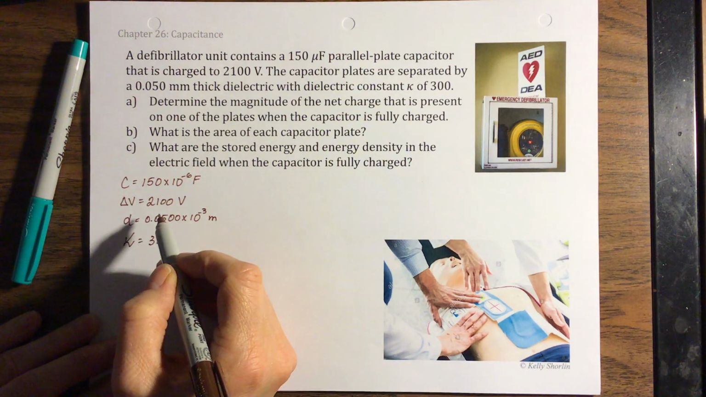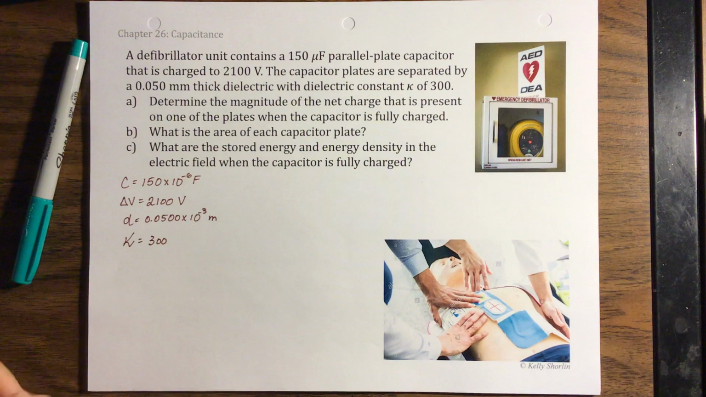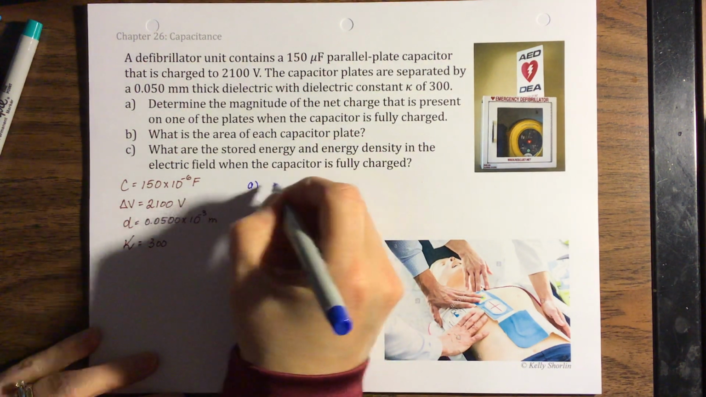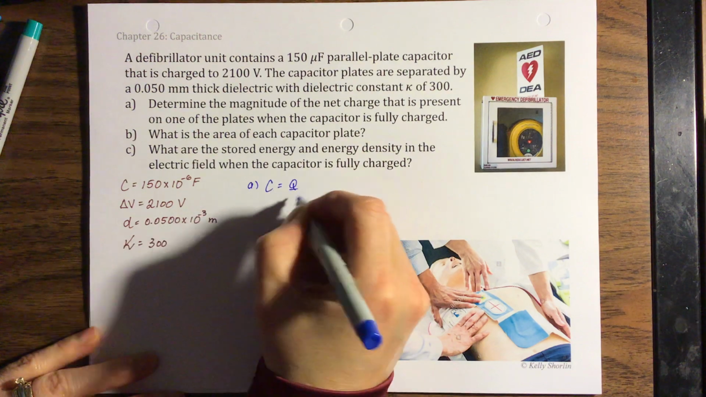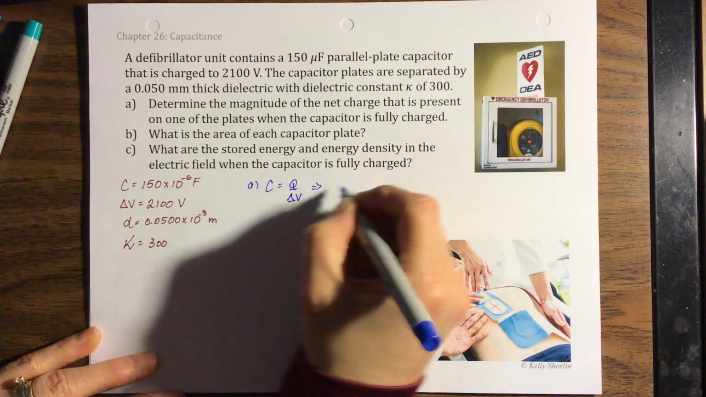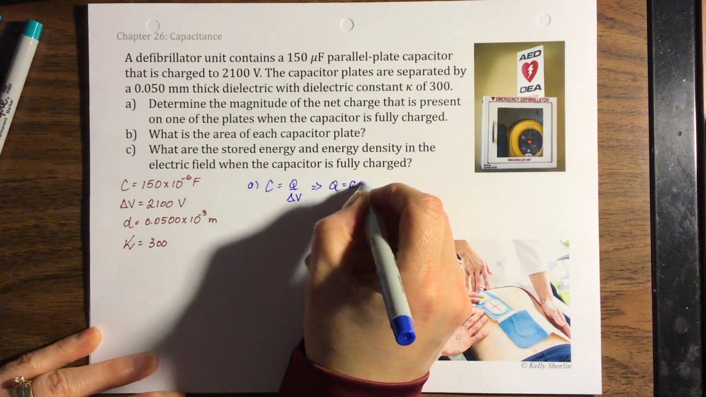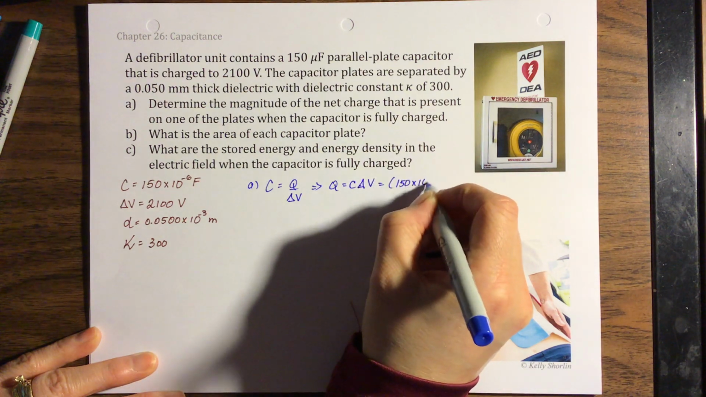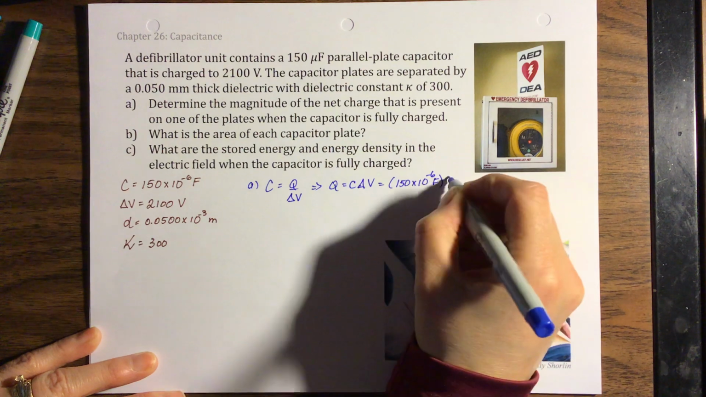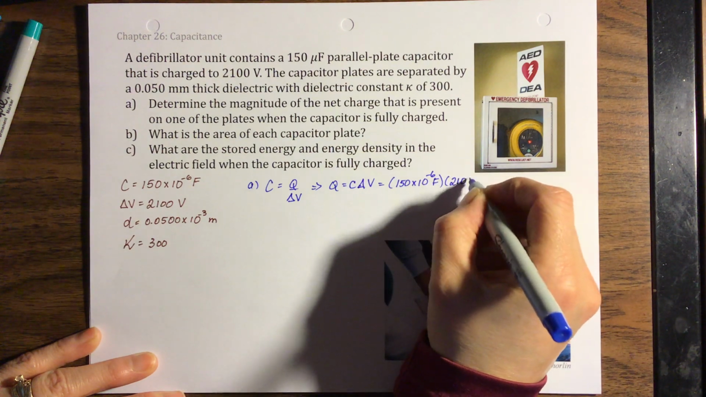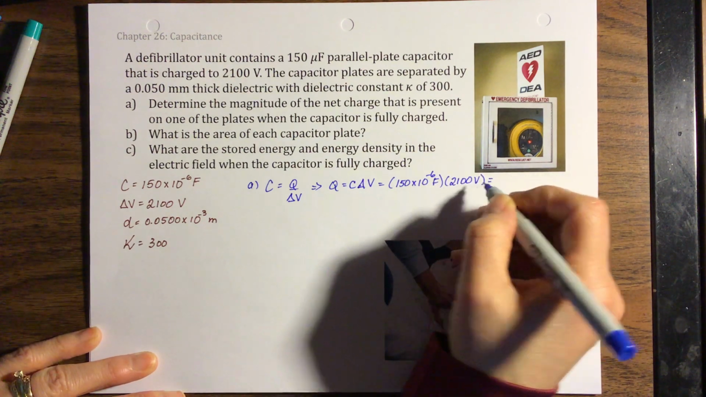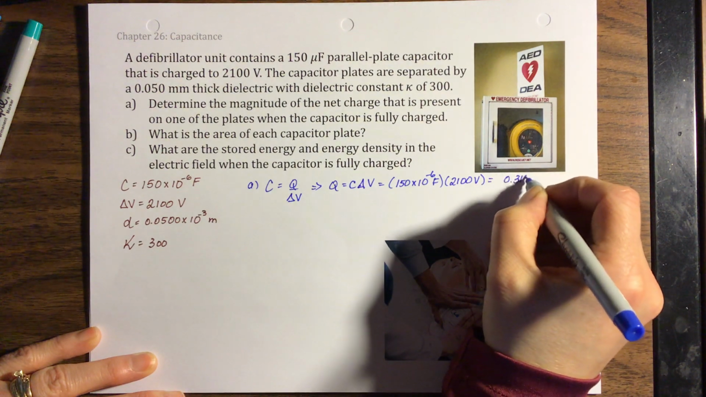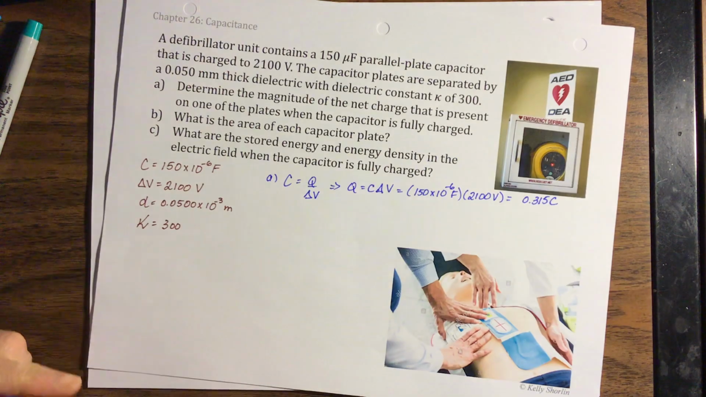Part A, we're asked for the magnitude of the net charge on the capacitor. So if we remember that our expression for capacitance, C, is Q over delta V, we can rearrange to find that Q is C times delta V. Plug in our C, plug in our delta V. That's a pretty high potential. And we get 0.315 coulombs. That is actually a lot of charge to have flowing through your body at one time.